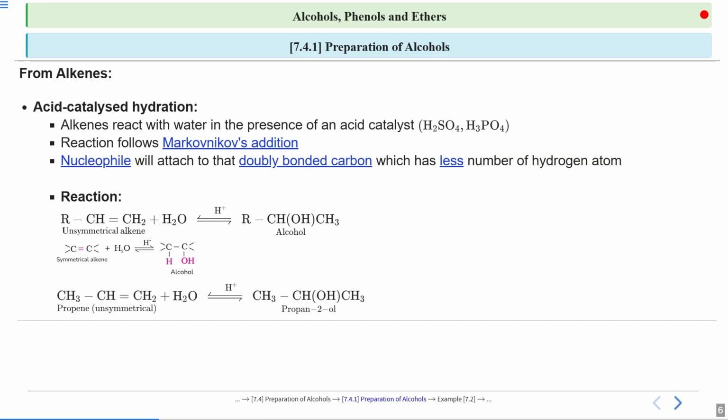If you take an example of propene, which is unsymmetrical, CH3 CH double bond CH2, and react it with water molecule in presence of H positive acid catalyst, you will get propan-2-ol because the OH negative nucleophile is going to attach on the double bonded carbon having lesser number of hydrogen atoms, which is the center or the second carbon, and you will get propan-2-ol. At the second carbon you have the OH group attached.